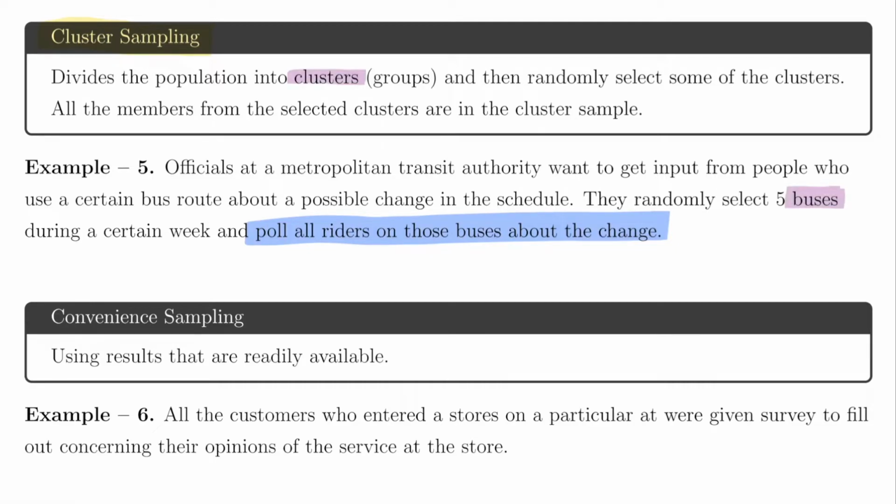So in this example, there are many different bus routes, and we couldn't ask all the bus routes and all the people our questionnaire. So instead, the buses or the bus routes become our clusters. And of those various clusters that we have, we picked 5 of them. And of those 5 clusters or 5 buses, all the riders on the bus were asked about the change. So the key thing with cluster sampling is it divides the population into different groups. You randomly select some of the groups, but then all the members in that group get polled.